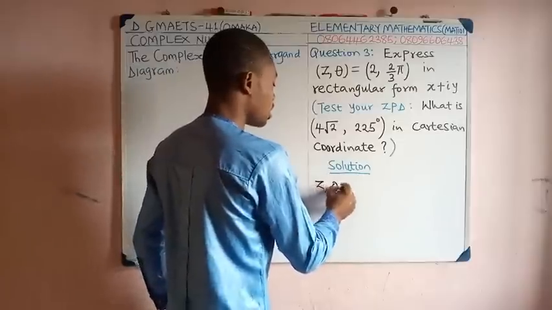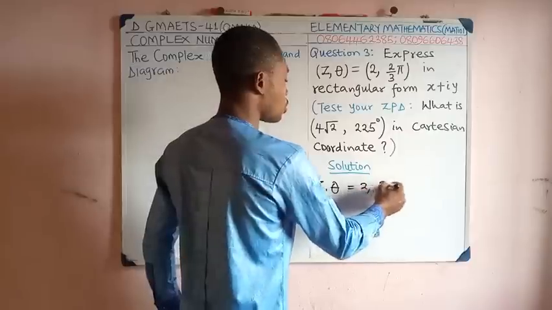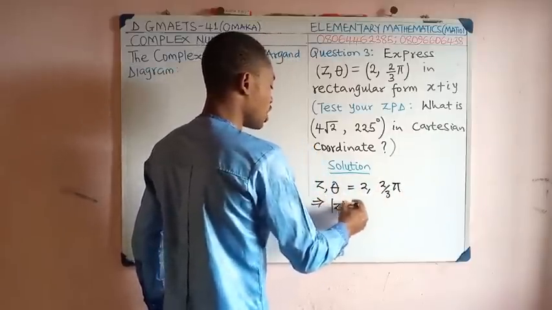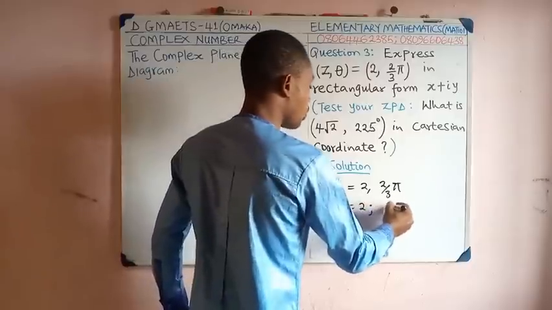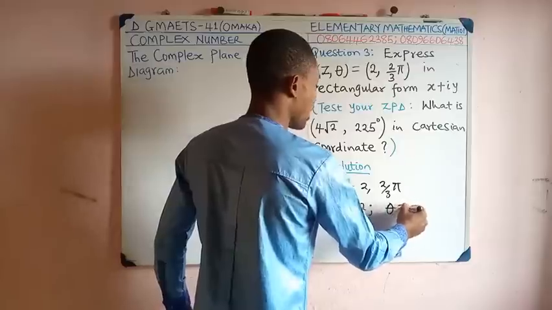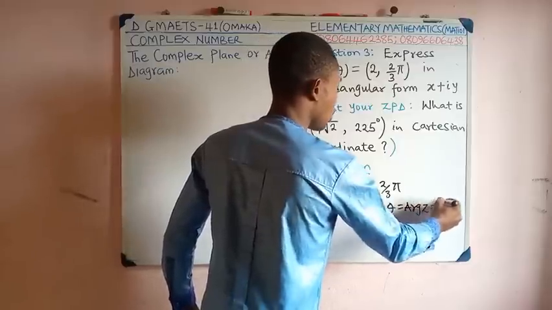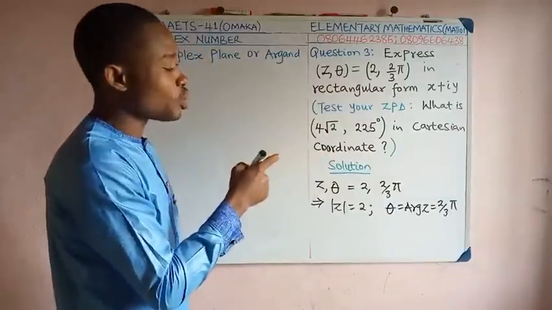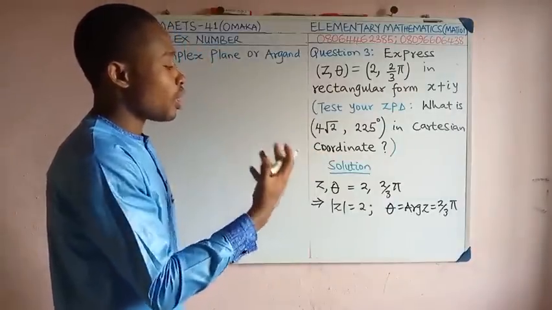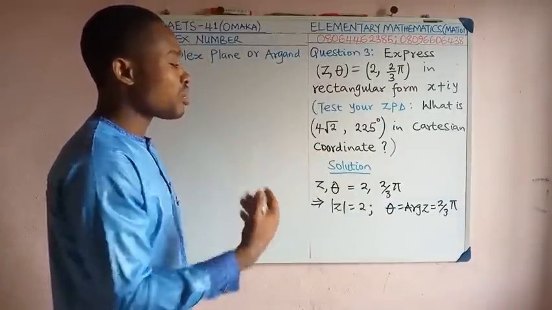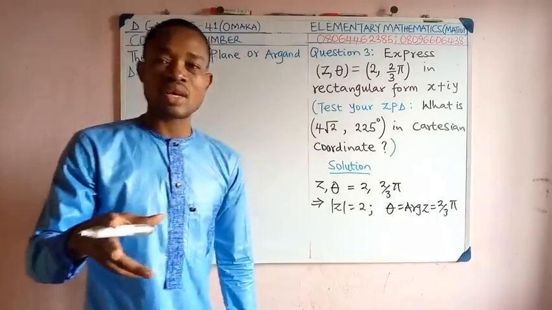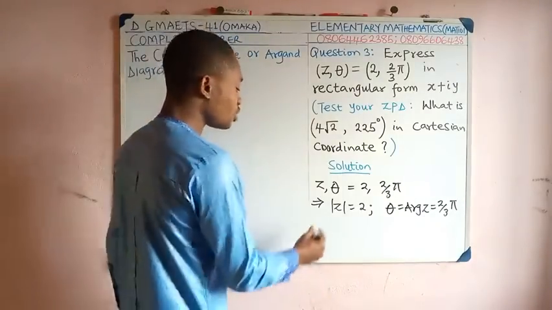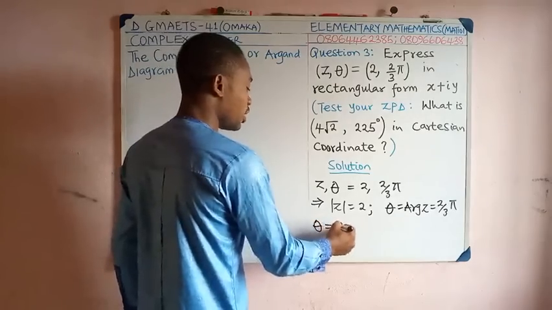z, theta, as given to us, is equal to 2, 2 over 3 pi. This simply means that the magnitude of z is equal to 2, and the polar angle theta, or argument of z, is equal to 2 over 3 pi. Now we have to convert this 2 over 3 pi to degrees, is that okay? To degrees, so that we can evaluate it in degrees. Are you following? How do we convert from radian to degrees?